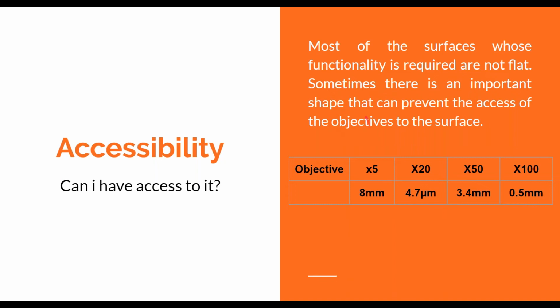So if we have a look at the working distance of different objectives, we can see that the more the magnification is, the smaller the working distance is. So that could be a trouble. You can have trouble if there is a very round shape, or in this way, or in this way.